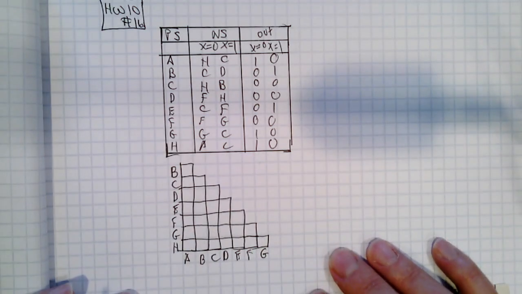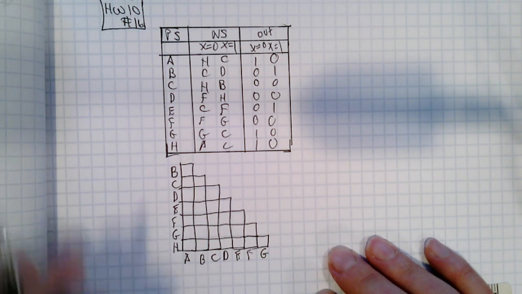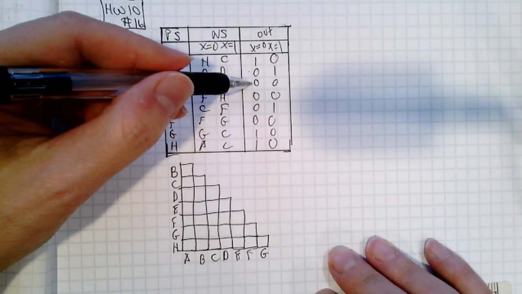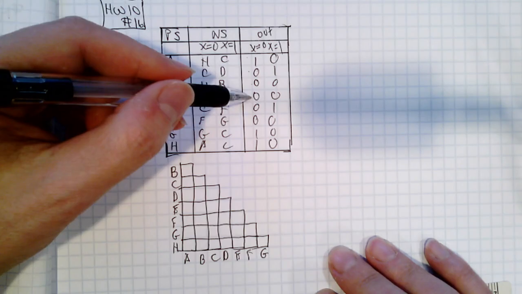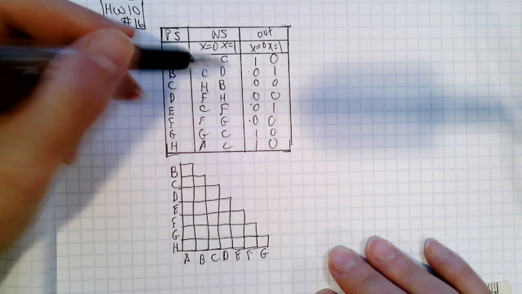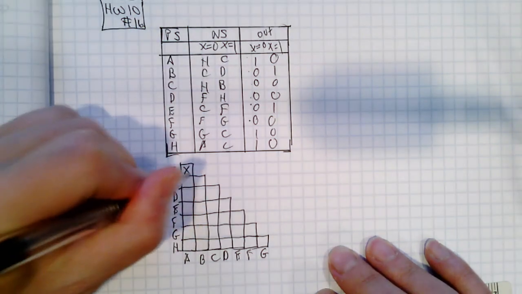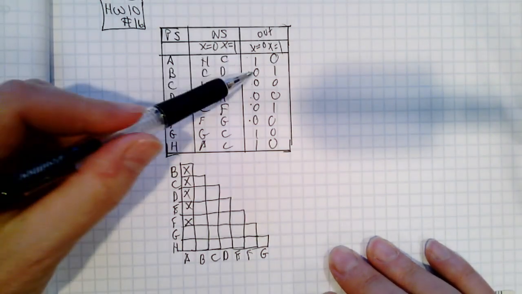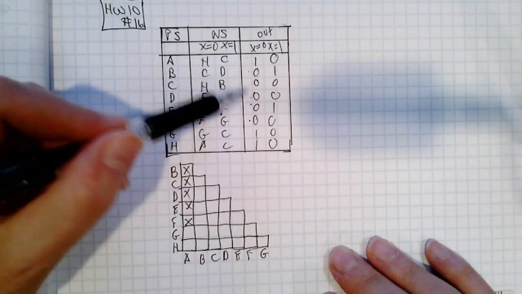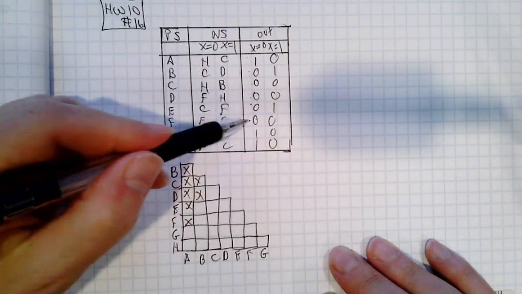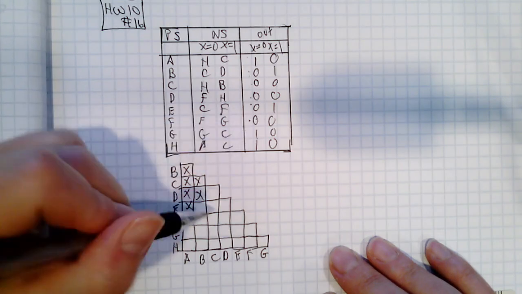And then what we're going to do is look for outputs that are different, so we can see A is different from B, C, D, E, and F. Right? B is different from C and D, and B is different from F, G, and H.